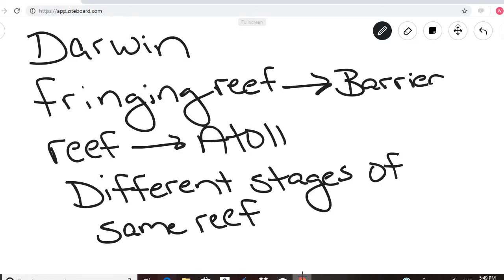And as it sinks, and it'll continue to build up, then you get a barrier reef. And then if that island continues to sink and gets completely submerged, the coral would grow on top of it, and the coral that has been growing the longest would grow around the edge. So then you end up with this lagoon in the middle, and then it's an atoll. So that's the best explanation that scientists have of how an atoll forms.